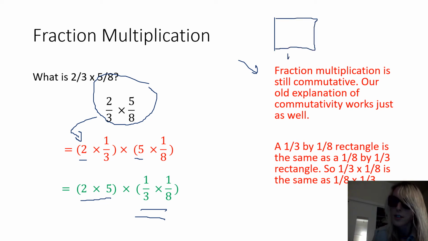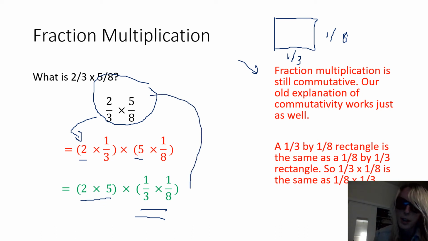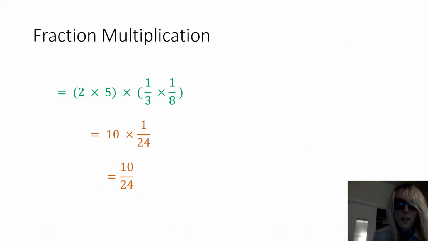Why is fraction multiplication commutative? Well, the exact same reason as before. Basically, a 1/3 by 1/8 grid is the same as a 1/8 by 1/3 grid. And the product 1/3 times 1/8 would be the area of that grid. So here are these 2 steps. Start with this fraction multiplication, split it up into these pieces. And now, what do we have? 2 times 5 is 10, 3 times 8 is 24. We're left with a whole number times a fraction with numerator 1, which is 10 over 24.